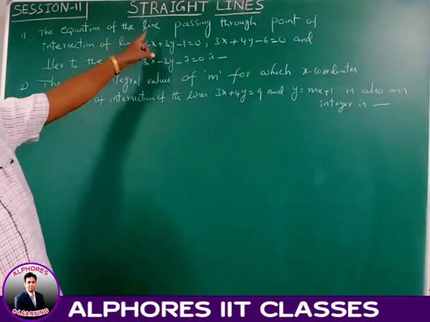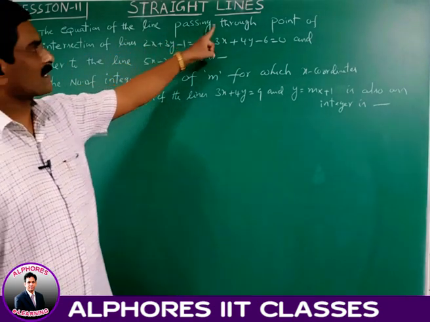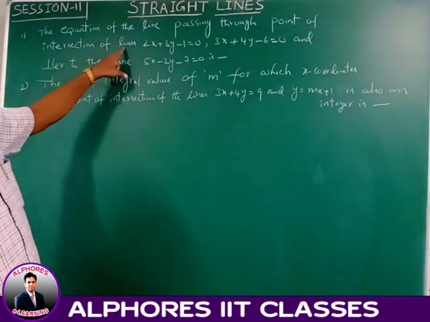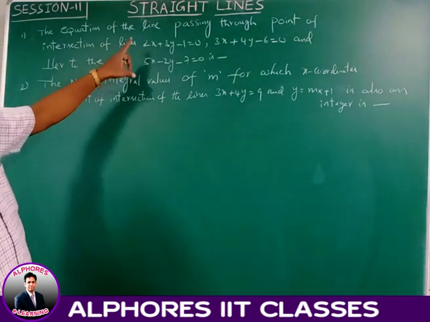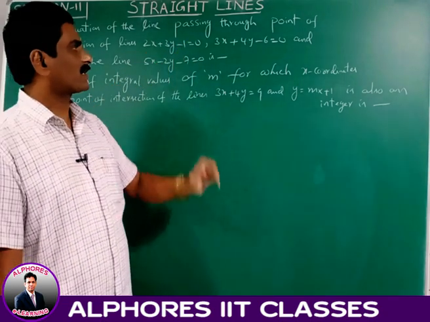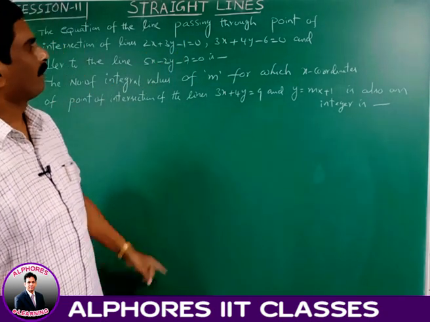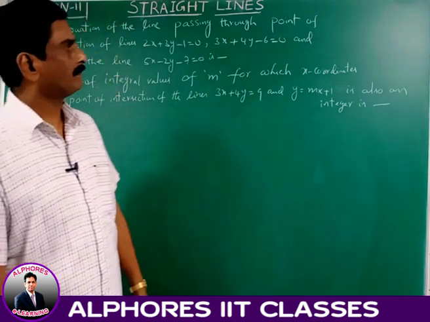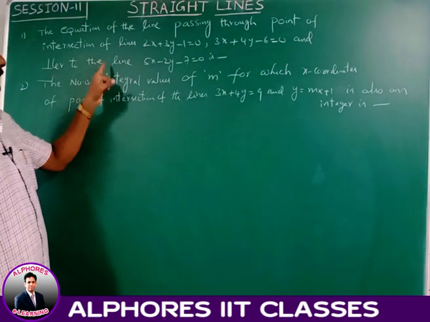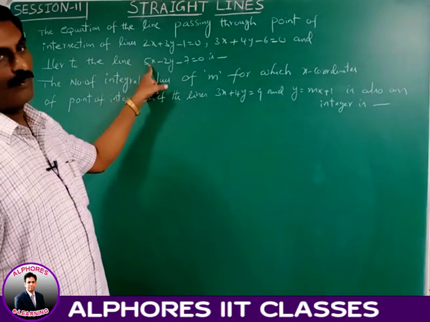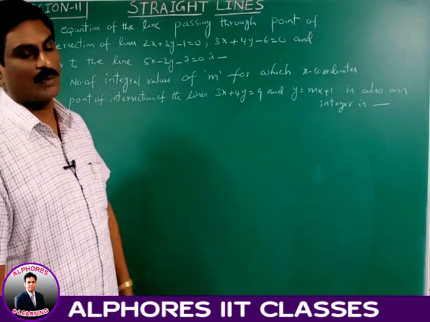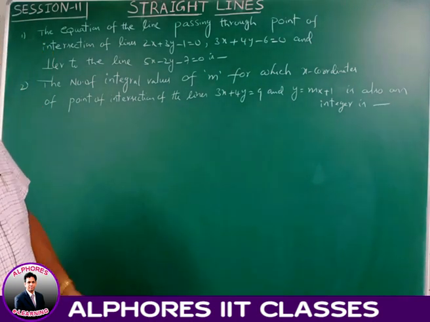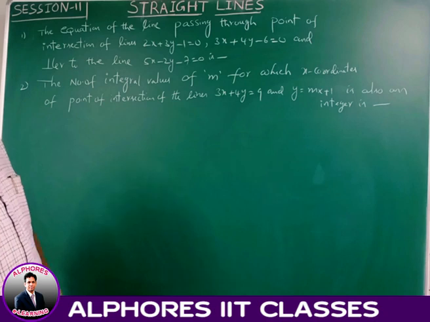The equation of the line passing through the point of intersection of the lines 2x plus 3y minus 1 is equal to 0, 3x plus 4y minus 6 is equal to 0, and perpendicular to the line 5x minus 2y minus 7 is equal to 0 is dash.